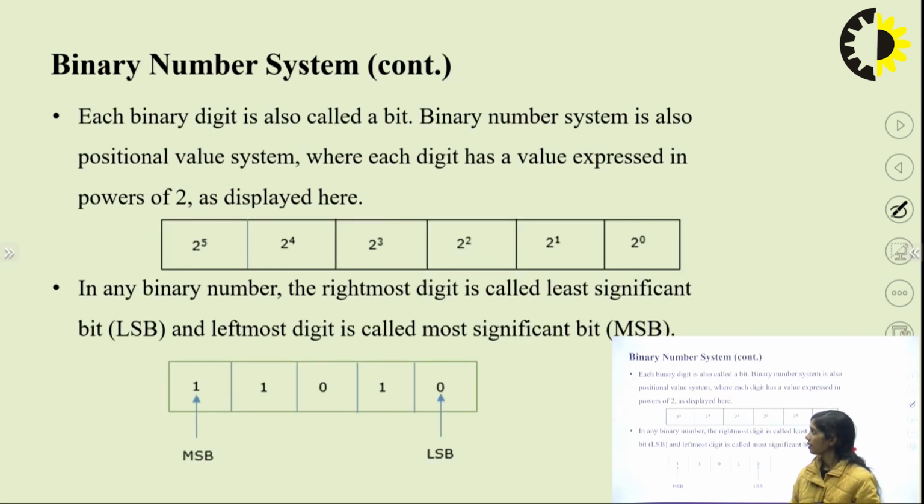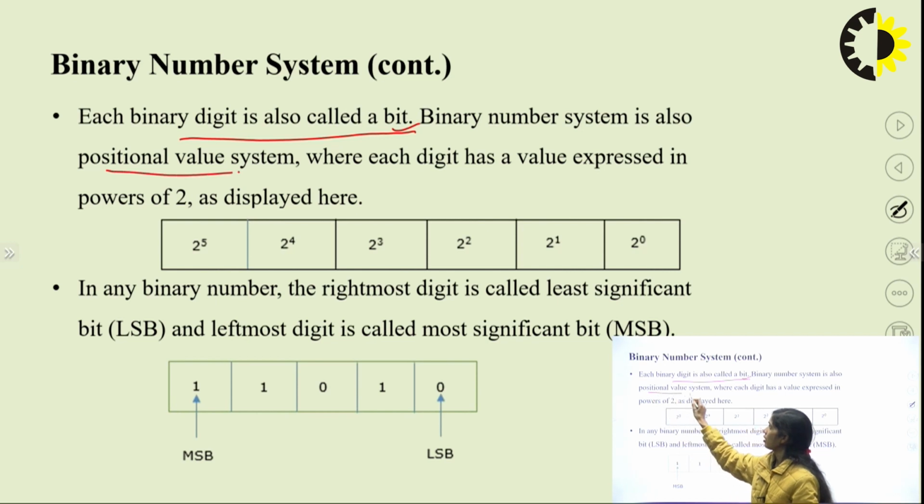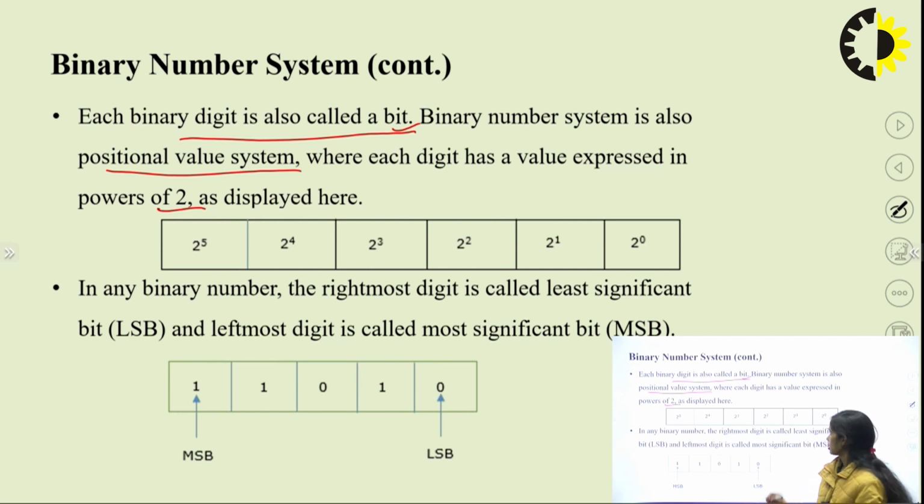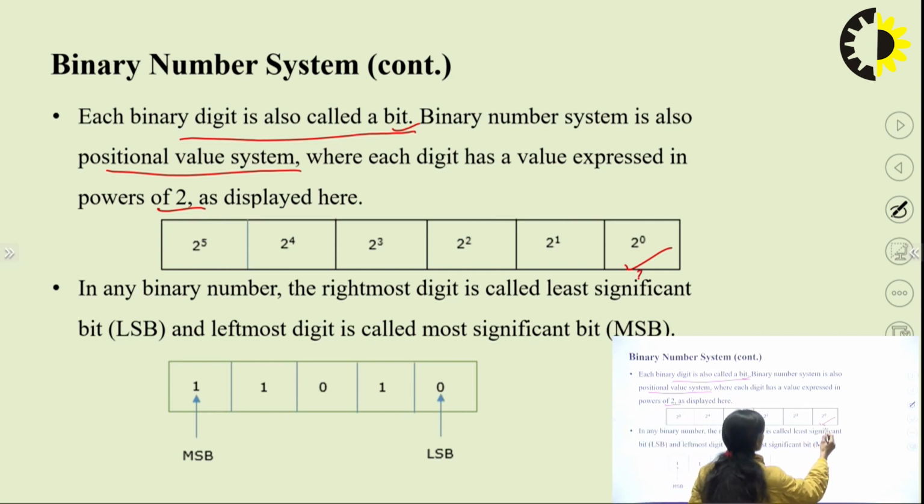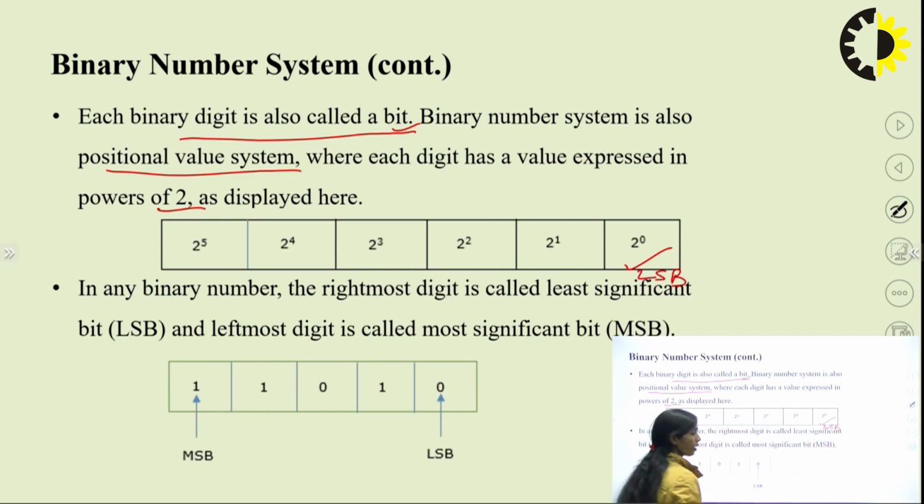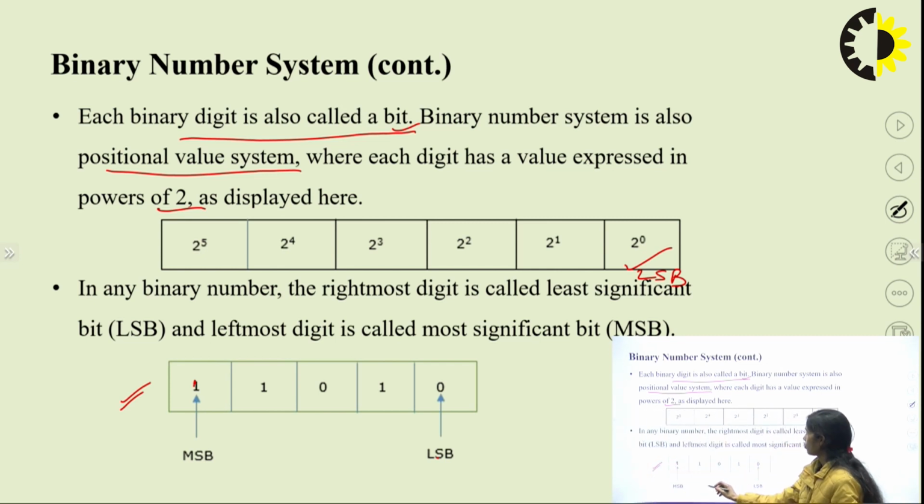In the binary number system, each digit of that number is called a bit, and each binary bit has its own positional weightage, represented in the form of a power of 2. The last bit has the positional weightage 2 to the power 0 and is called the least significant bit. If we take this example, the last bit is 0, the LSB, the least significant bit, and the first bit is called the most significant bit. This is the most significant bit.